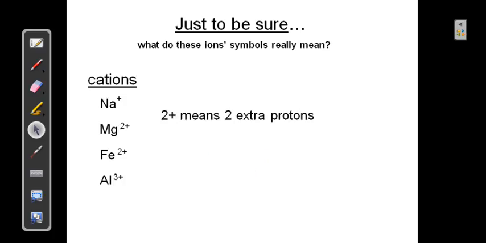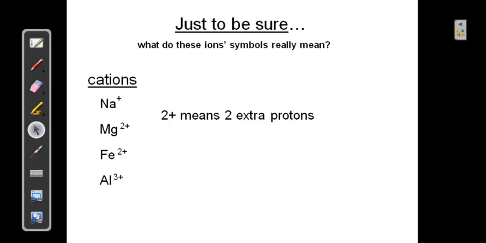Likewise, if you see anything with 2 plus, what does it mean? It means 2 extra protons. That ion has 2 extra protons. Did they add protons to this ion? No, they just have those extra protons because they have given off 2 electrons. So when they give off 2 electrons to some other atoms, they become an ion with 2 extra protons.